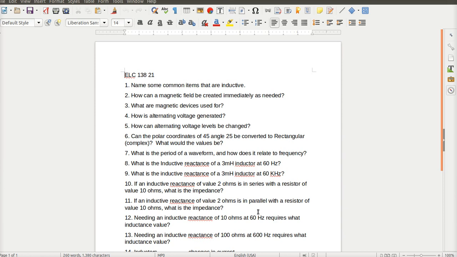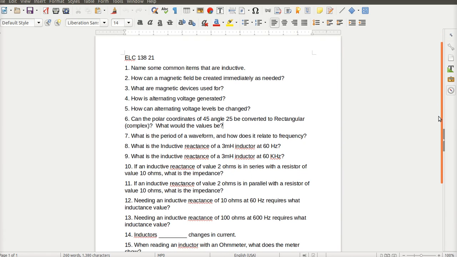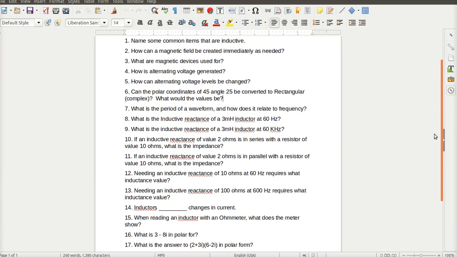You just gotta understand the concept, and then we'll build on that. That's why we're starting some of the AC concepts in the DC class, because you need a little more time on the AC stuff than you did on the DC stuff.